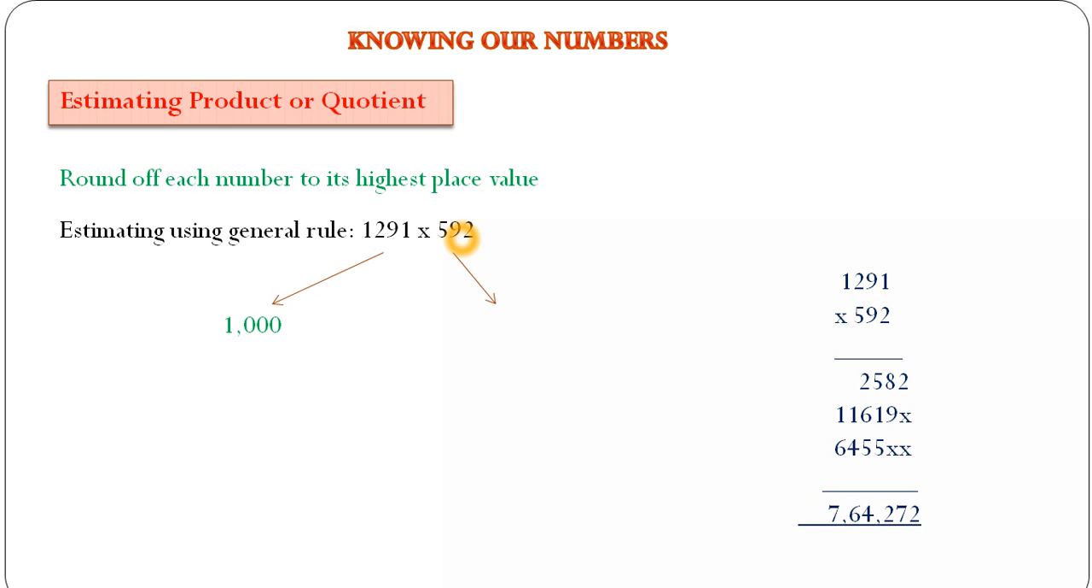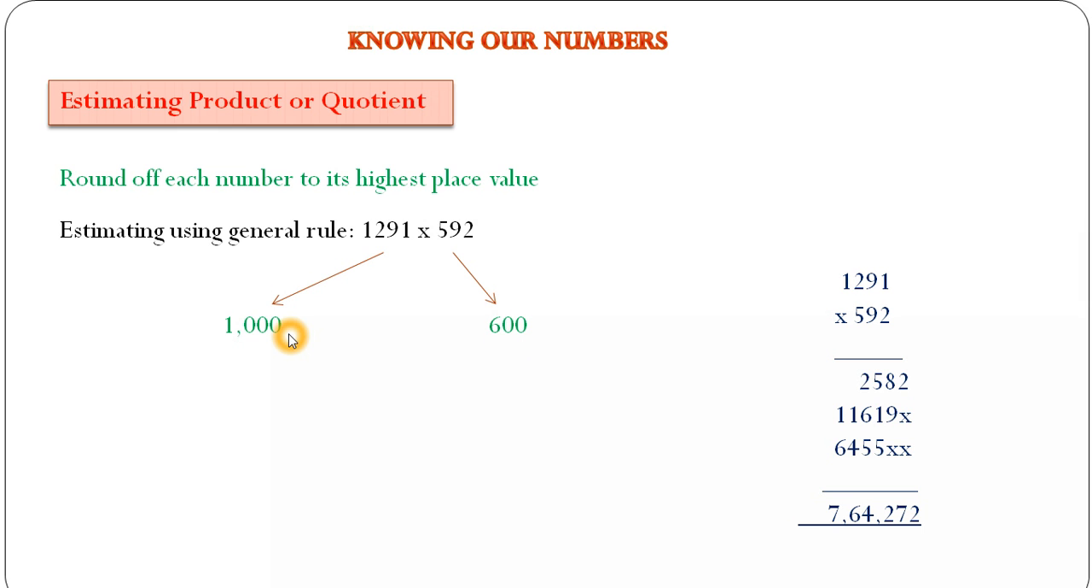For 592, the highest place value is 100. So we have to observe the tens digit, that is 9, and it is greater than 5, right? So when we are having greater than 5, replace both 9 and 2 by 0 and increase 5 by 1. That means 600. So these are the rounded numbers.